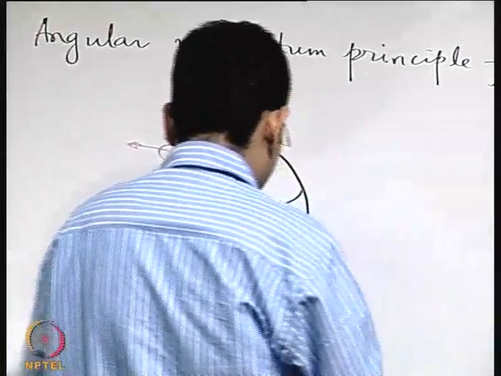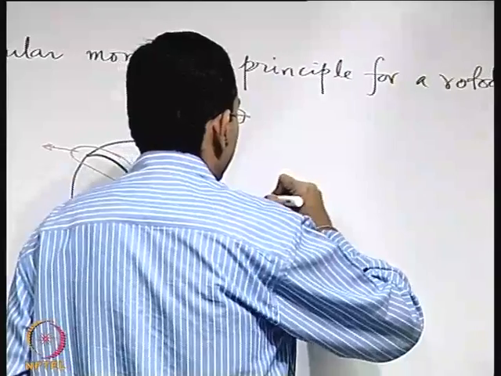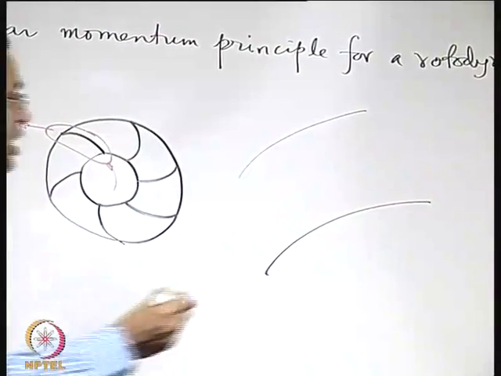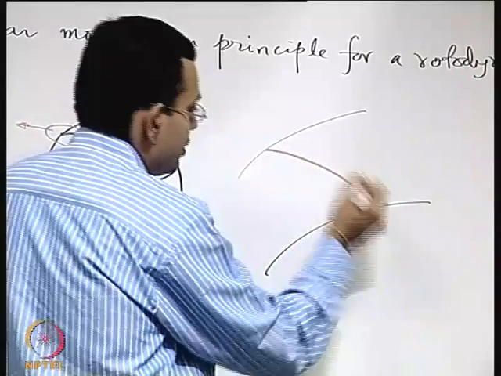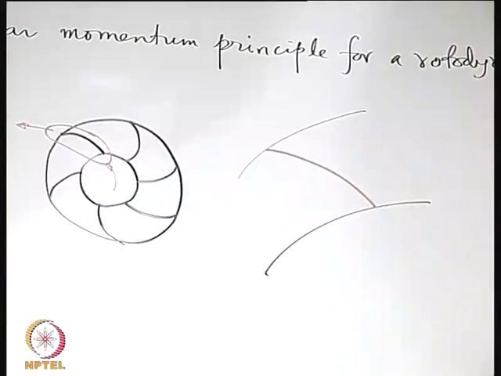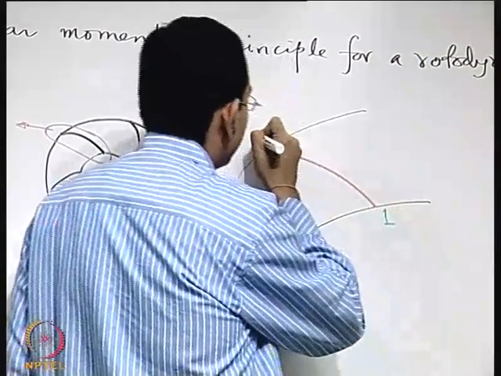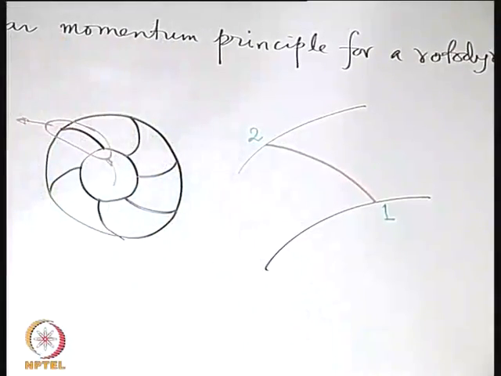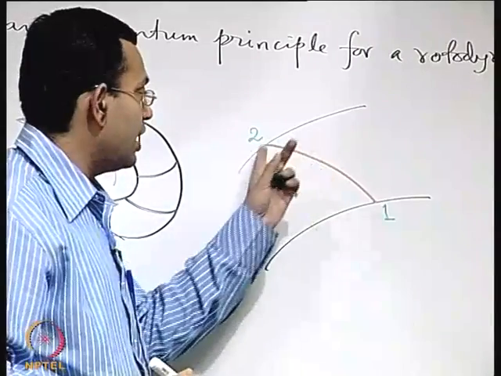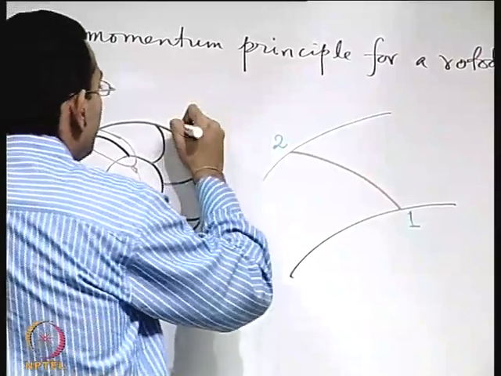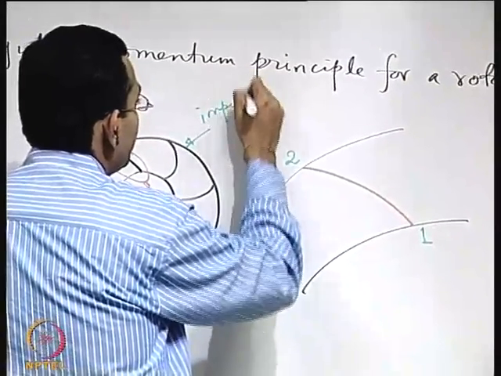Let us say that you have an inner radius and an outer radius. Let us say these two are the inner and the outer radii lines, and let us say that this is a blade, and we want to figure out what change takes place across this blade. So for that, let us try to understand what happens at the inlet and the outlet. So one is the inlet and two is the outlet to the rotor, which is the impeller. So this is an example of impeller of a centrifugal pump.